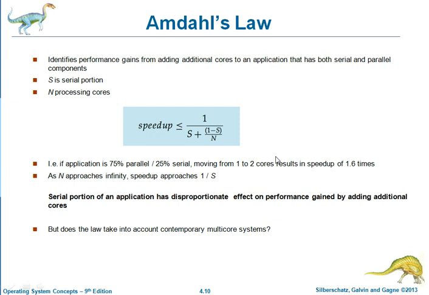One interesting fact about Amdahl's law is that as n approaches infinity, the speedup converges to 1 over S. For example, if 40% of an application is performed serially, the maximum speedup is 2.5 times, regardless of the number of processing cores we add. This is the fundamental principle of Amdahl's law. The serial portion of an application can have disproportionate effects on the performance we gain by adding computing cores.